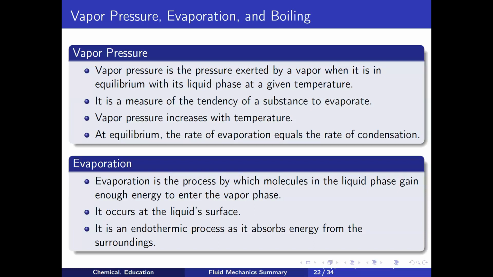Then coming to the vapor pressure, evaporation, and boiling. Vapor pressure is the pressure exerted by a vapor when it is in equilibrium with its liquid phase at a given temperature. It is a measure of the tendency of a substance to evaporate. Vapor pressure increases with temperature. At equilibrium, the rate of evaporation equals the rate of condensation.